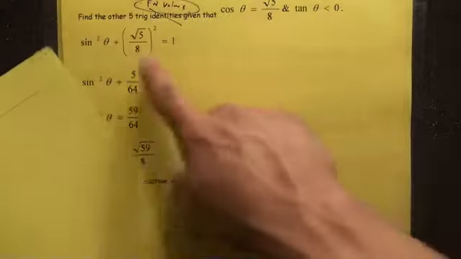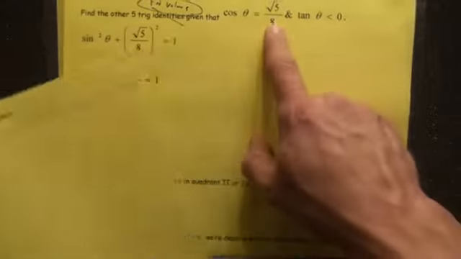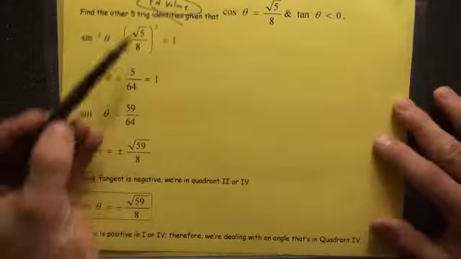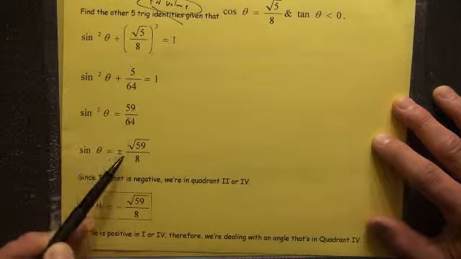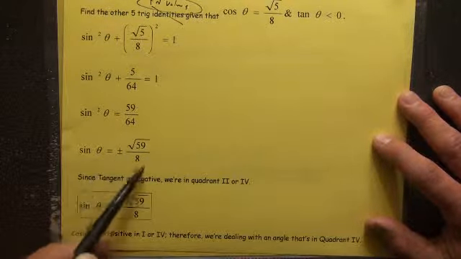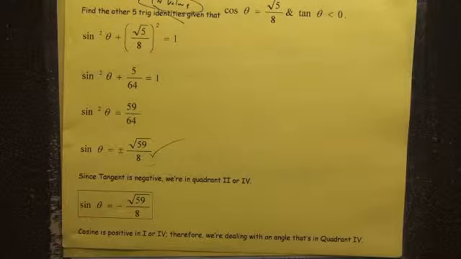Plug in the cosine theta. It's squared. Cosine squared means square this. Alright. That gives you 5 over 64. Subtract 5/64 on both sides. Square root. Sine is equal to plus or minus root 59 over 8.